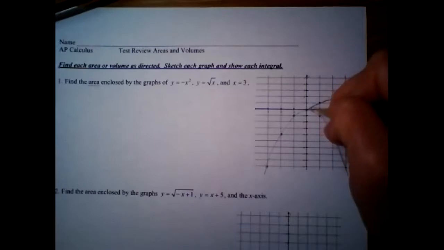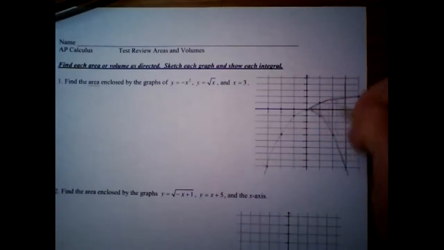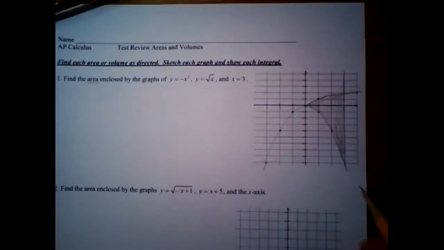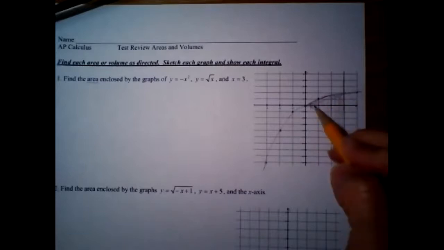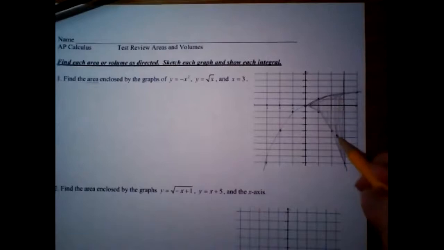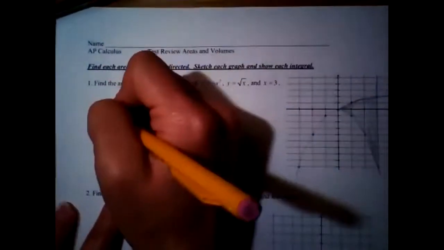And so this is the area, it looks like a shark tooth or something here. This is the area that we are finding. So this is going to be a dx problem. We have an upper graph and a lower graph. The square root graph is above the parabola all the time, right? So this is going to be dx.